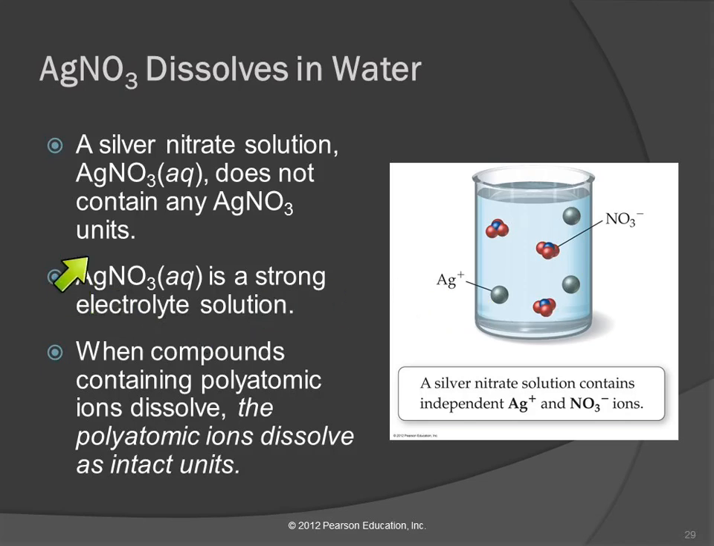So we talked about ionic compounds when we talked about nomenclature as containing two different ions. And when they dissolve in water, they dissolve into two ions. One or both of them can be polyatomic. There are compounds that contain more than two ions, but we're not going to talk about them in this class. So in this class, it's always just two ions. So polyatomic ions dissolve as intact units.